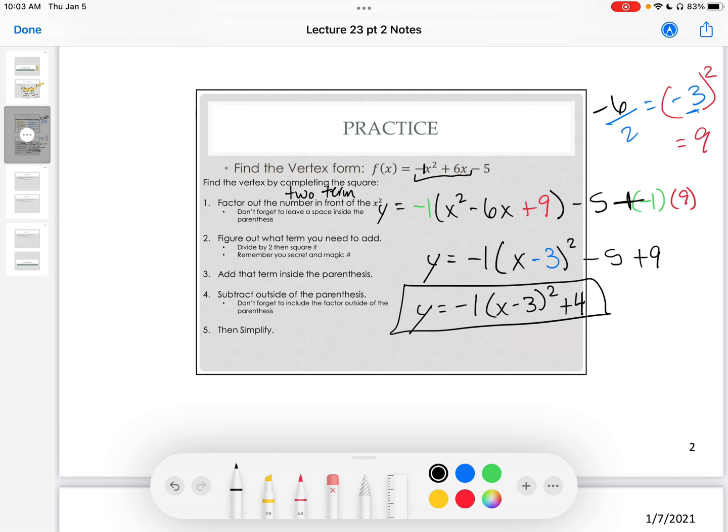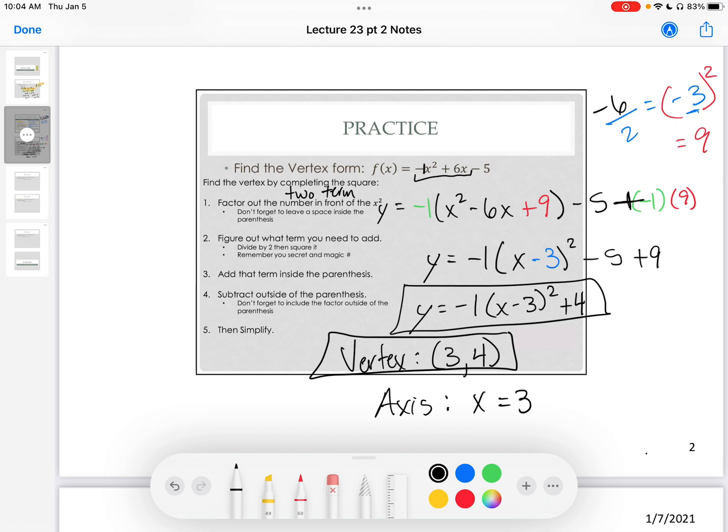Okay? Now from that, I need to tell what the vertex is. So if we remember, -3 on the inside, we do the opposite. That's going to shift to the right 3. So that makes that a +3. And then on the outside, we do what it says. So it's going to go up 4. So our vertex is at (3, 4). Okay? And then my axis of symmetry, remember your axis of symmetry is just x equals the x coordinate of your vertex. So it'd be x equals 3.